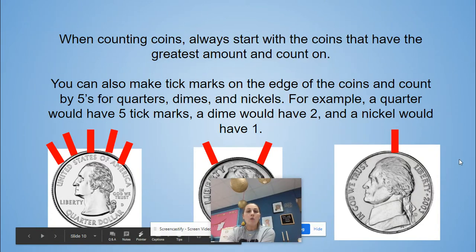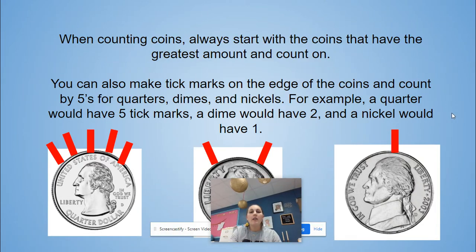Okay, when we're counting coins, it's always good to start out with the largest coin value, okay? So if we have quarters, we're going to start with the quarters, and then we're going to work our way down to the smallest value coin, okay? What I think is sometimes really helpful for students when they are counting coins, especially when we're talking about quarters, dimes, and nickels, because those are multiples of 5, right?